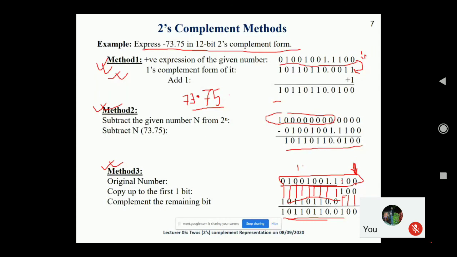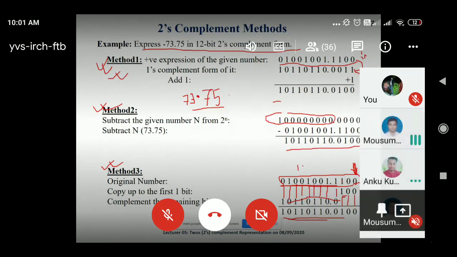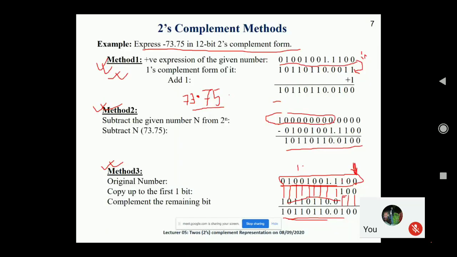Okay. Yes, sir. So now the slide is complete. Now we are moving to the other slide. Just wait for a few minutes.